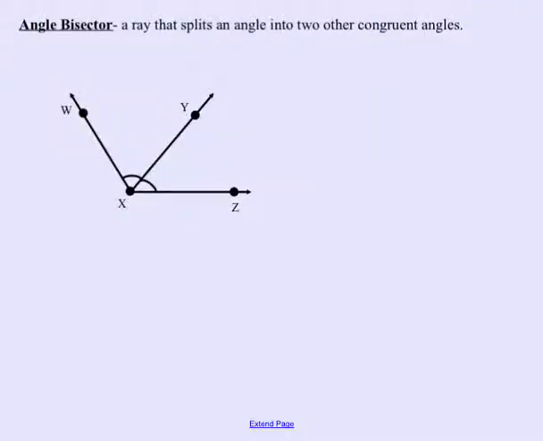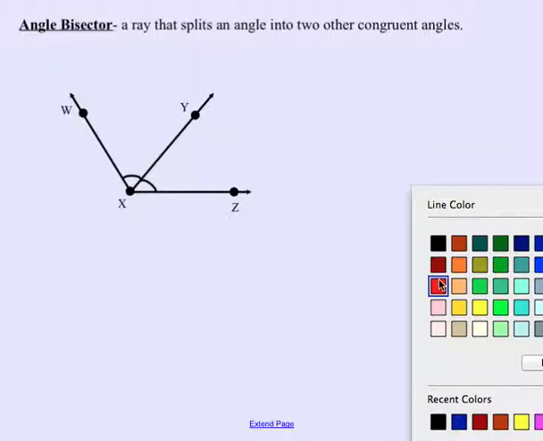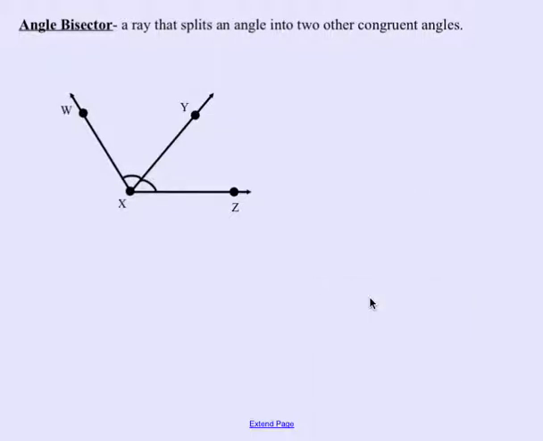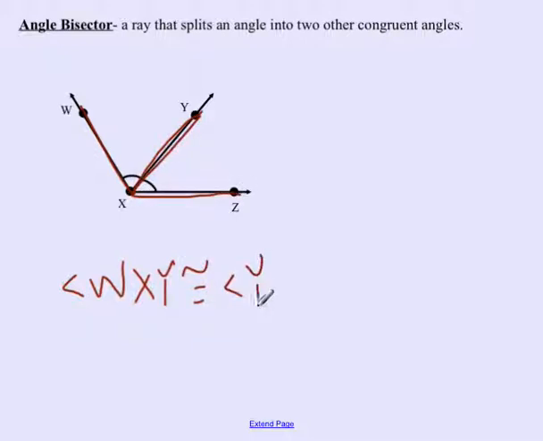Let's take a look at this one, talking about an angle bisector. An angle bisector is a ray that splits an angle into two other congruent angles. So what is that telling us? Well, this is the statement that it's telling us: this angle right here, angle WXY, is congruent to this angle right here, which is angle YXZ. So that's what it means. If we say something bisects an angle, that means it's split into two congruent pieces.